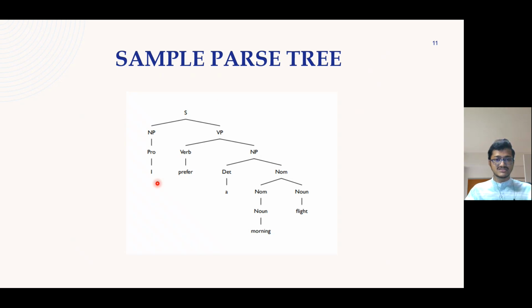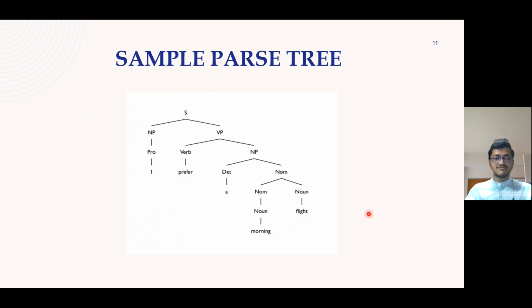See, in this sample parse tree, all the terminal symbols are denoted by the leaf nodes. All the non-terminals are denoted by the interior nodes. And here, the topmost node is the final string that we are searching for. Upon in-order traversal, we get the required string, that is, I prefer a morning flight.